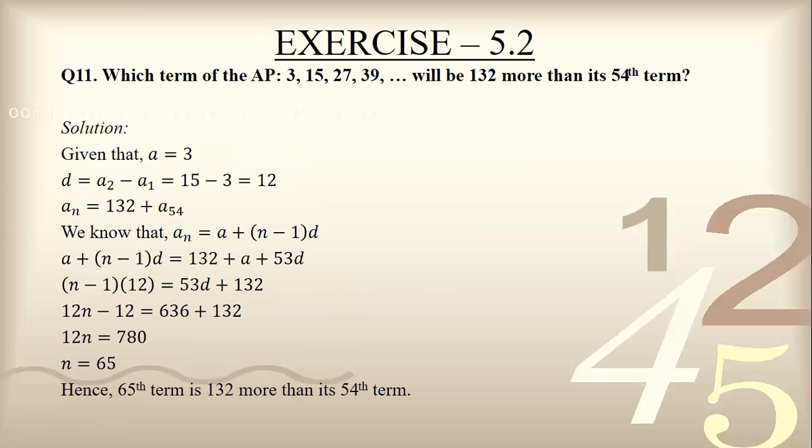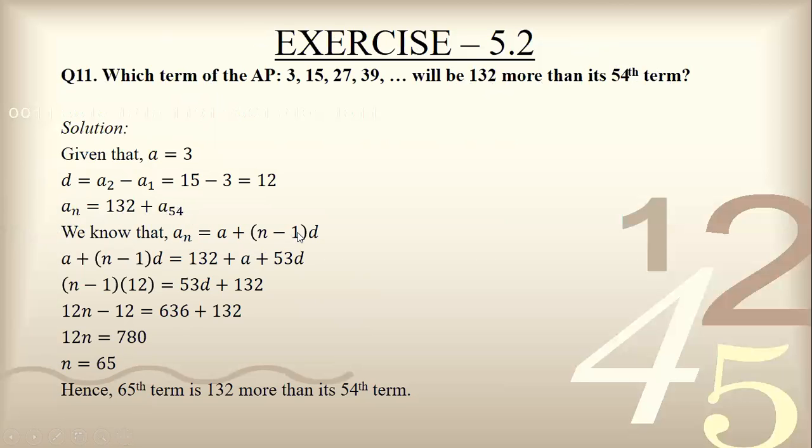Now in the next one: which term of the AP 3, 15, 27, 39 will be 132 more than its 54th term? So given that a is 3, d is the second term minus the first term, which is 15 minus 3, 12. An is 132 plus A54. Which term will be 132 more than the 54th term? So which term? An is 132 plus A54.